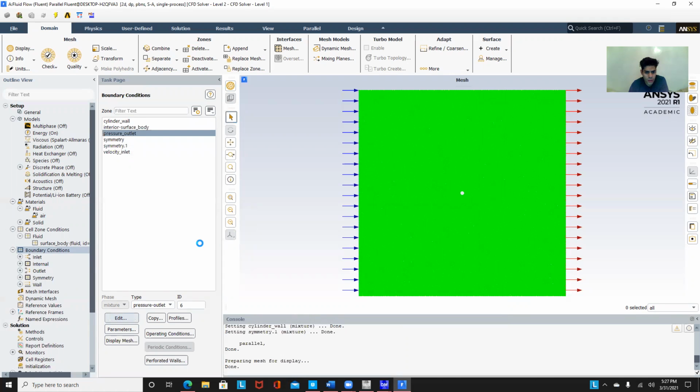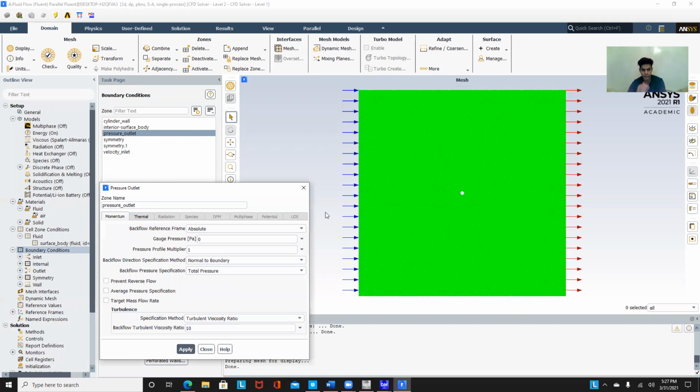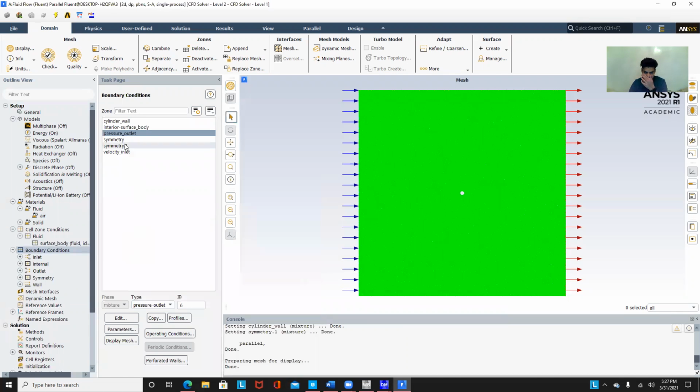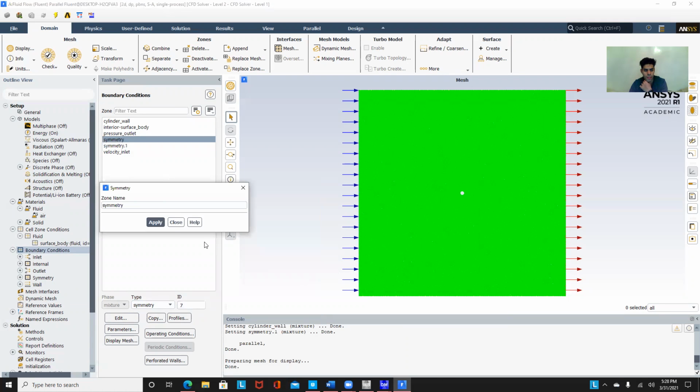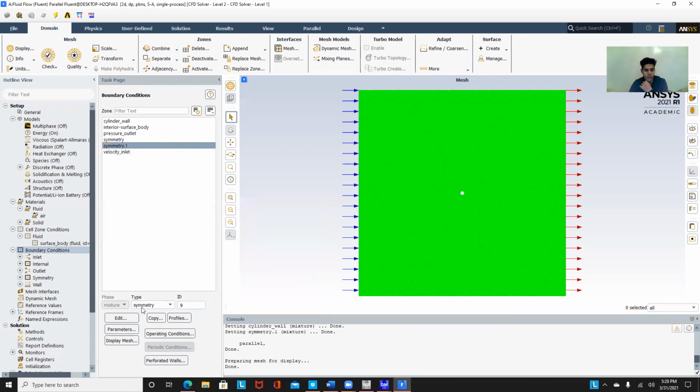The pressure outlet, it should be 0, right? Right here. That's going to be my pressure, and it's going to be also normal to the boundary. Apply, close. For the symmetry, nothing is showing here. The symmetry for the top, nothing is showing here.